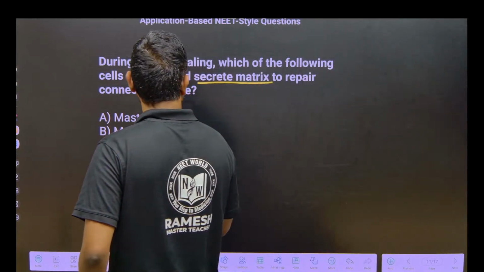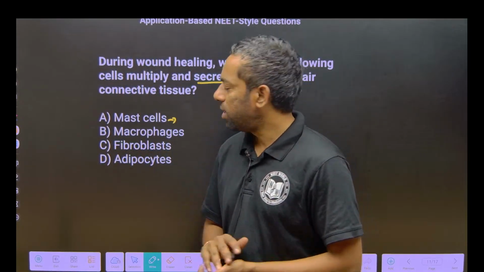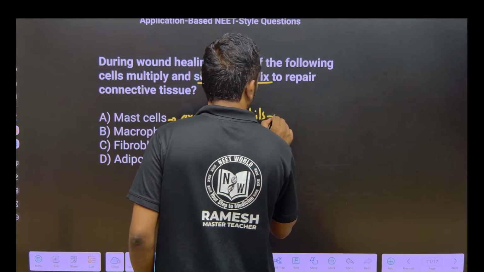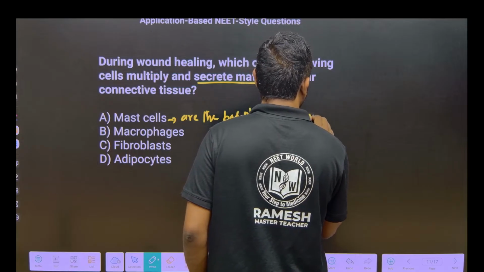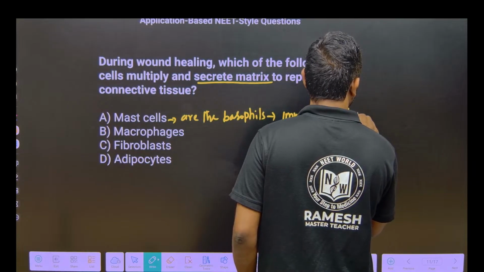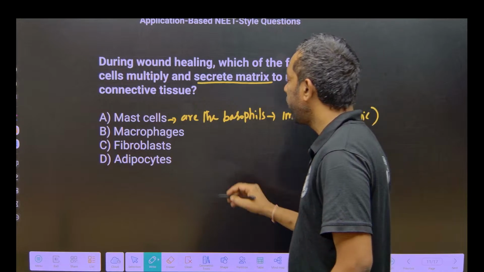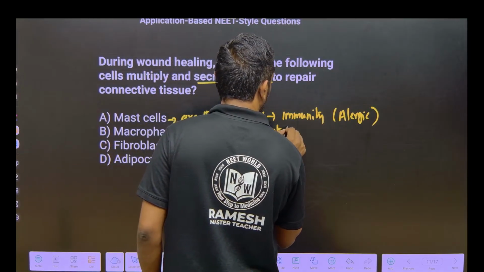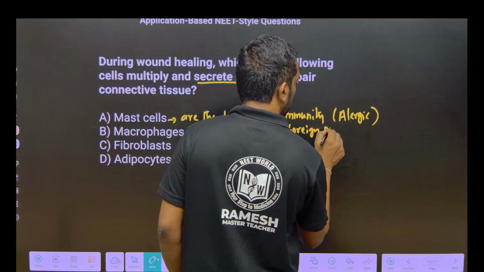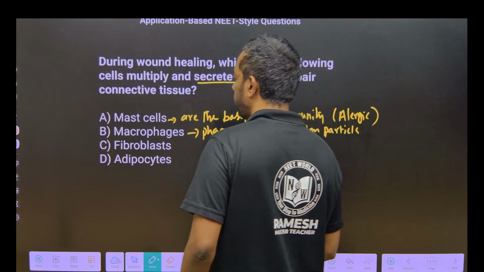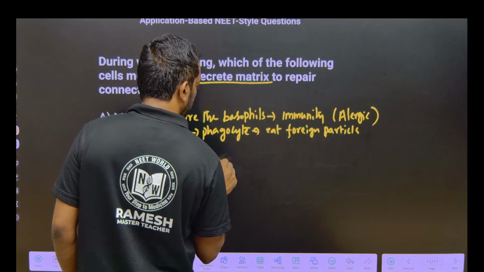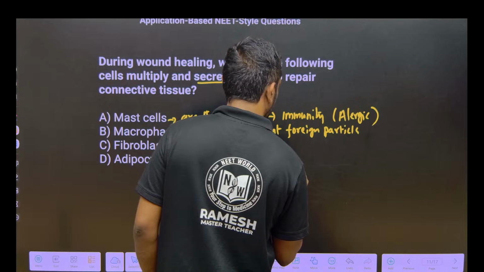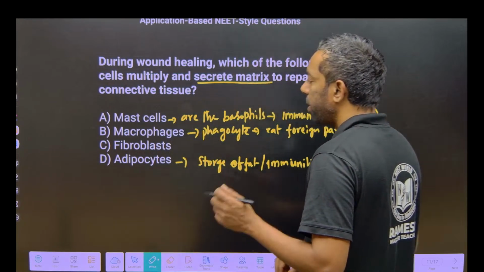Mast cells mostly defend, or the basophils, they are involved in immunity, allergic immunity. Macrophages are the phagocytes, they can eat foreign particles. Adipose cells are the storage of fat and defense immunity. Remaining are fibroblast cells.